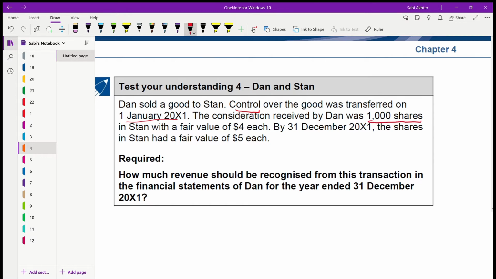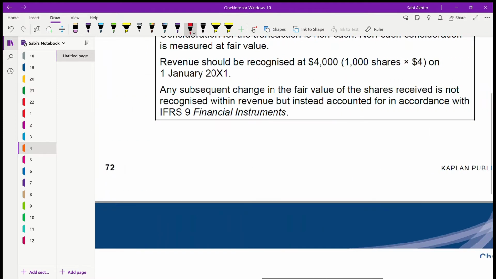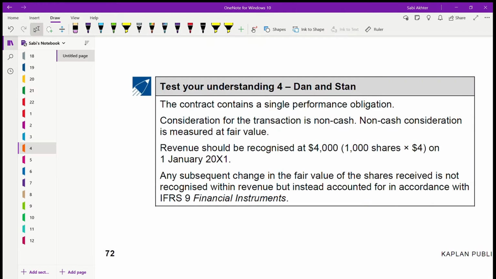So this consideration is 1000 shares in Stein with a fair value of 4 each. On 31st December 2001, the shares in Stein had a value of 5. So from 4 it has increased to 5. How should this be recognized? The revenue should be recognized. The contract contains a single performance obligation. The consideration is non-cash, and non-cash is measured at fair value. We know that revenue should be recognized at 4,000, 1,000 at 4 on this date.